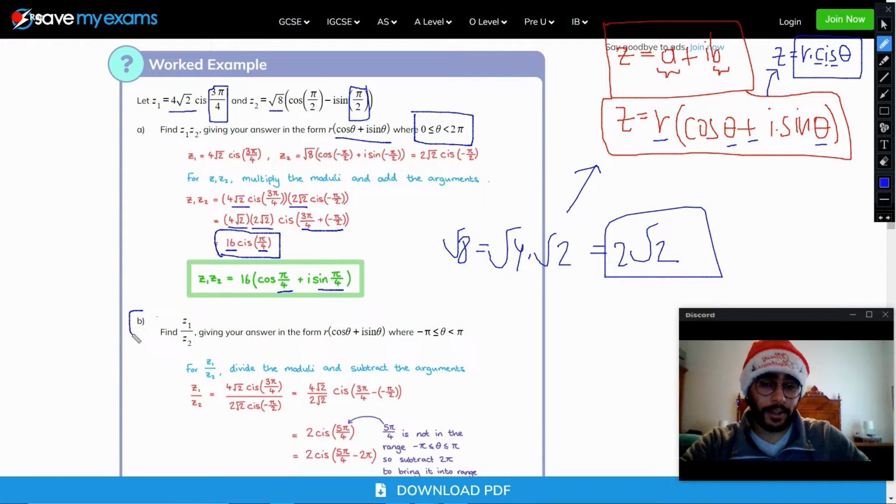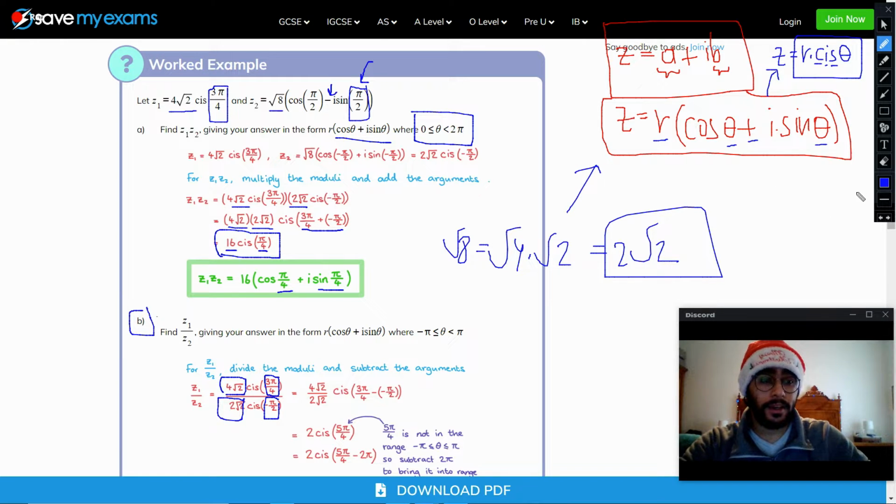I will not do the second part. It's really the same idea. In this case, you just have to divide your moduli and then subtract the angles from each other, so 3 pi divided by 4 minus pi divided by 2. The most important detail here, in my opinion, apart from multiplication and division of these complex numbers, is how this minus becomes plus and how this angle here becomes minus.